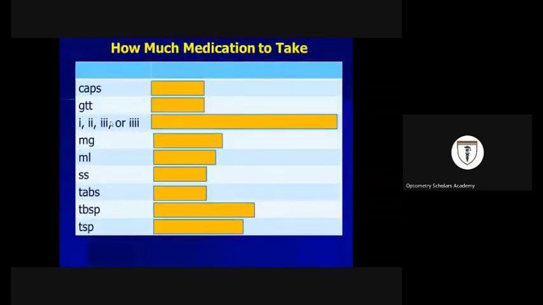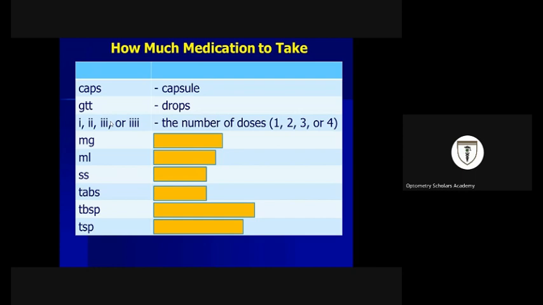When you see caps, it means capsules, so this drug is a capsule. When you see GTT, it means this drug is an eye drop or drops. Especially when you see one cap, the I means 1, 2, 3, the number of doses. So when you see I cap, it means 1 cap. When you see I GTT, it means 1 drop of the eye drop.